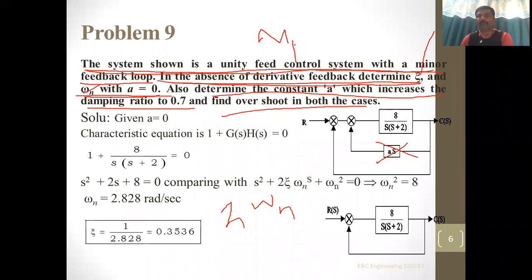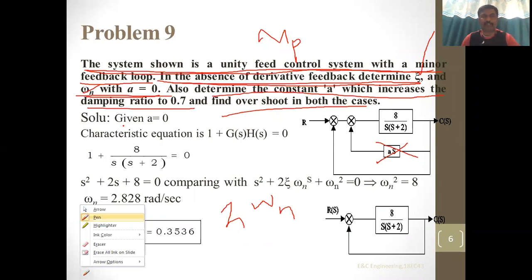Now we need to find MP in both the cases. Why? Because the xi value differs. In one case we get one value, in the other case 0.7. When the xi value differs, MP also differs. Thereby I need to find the maximum overshoot in both the cases. Is it okay? First, let me concentrate on A equal to 0.